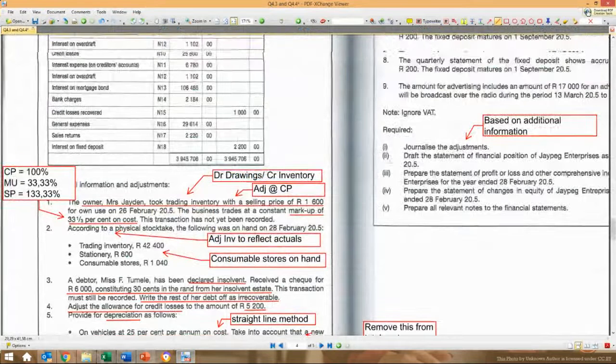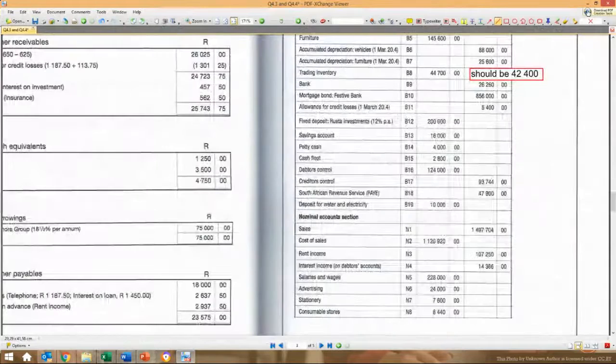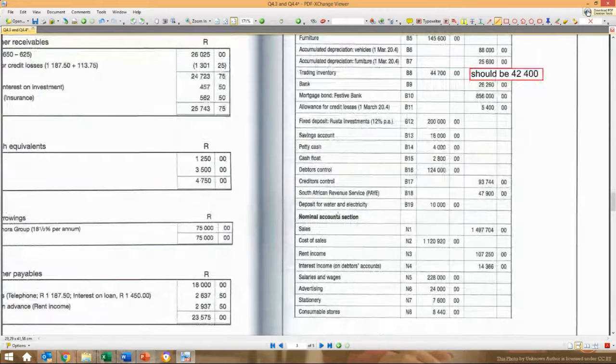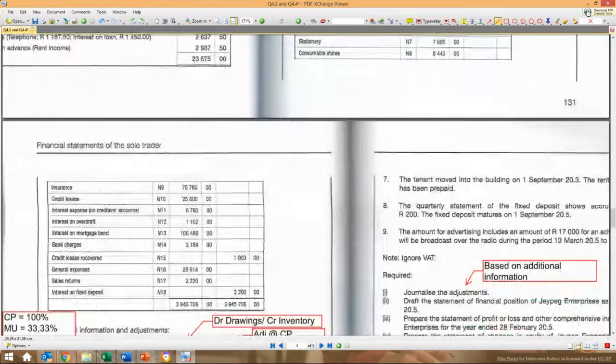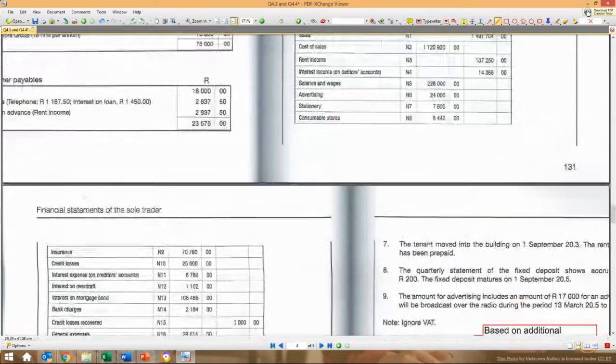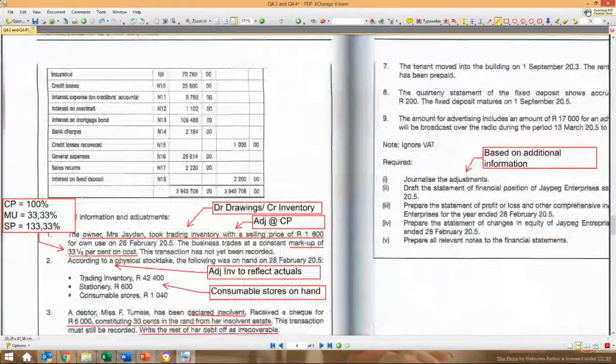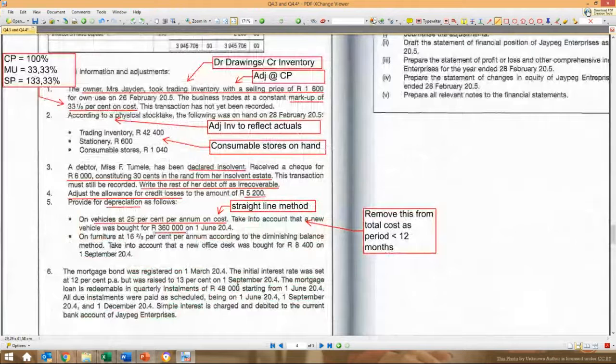Now, how do I know depreciation has not been accounted for? If we go back to what I said initially, if you look at the accumulated depreciation accounts here, the balance is on the 1st of March, which shows you depreciation has not been accounted for, as well as if you look here at the nominal account section, there is no depreciation account. So that's how you know it has not been reflected.